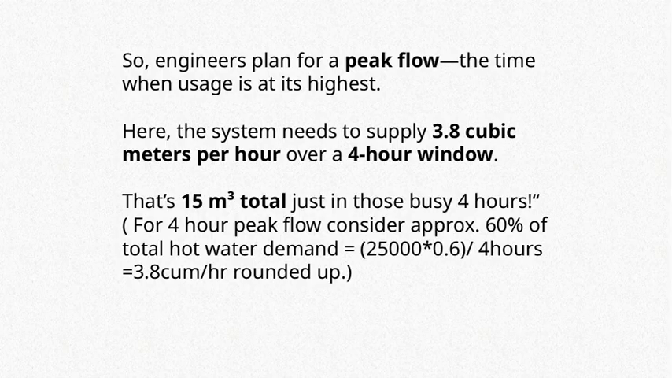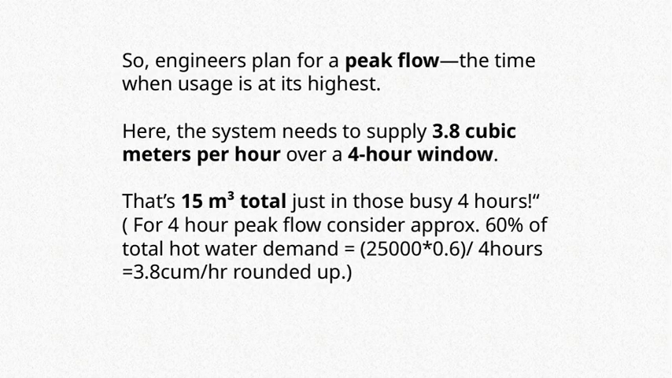So, engineers plan for a peak flow, the time when usage is at its highest. Here, the system needs to supply 3.8 cubic meters per hour over a 4-hour window. That's quite a lot, and it's important to understand that this figure is based on the hottest part of the day, when demand is at its peak. To put it into perspective, in those busy 4 hours, the total hot water demand amounts to about 15 cubic meters. This calculation considers that roughly 60% of the total daily hot water demand occurs during this peak period.